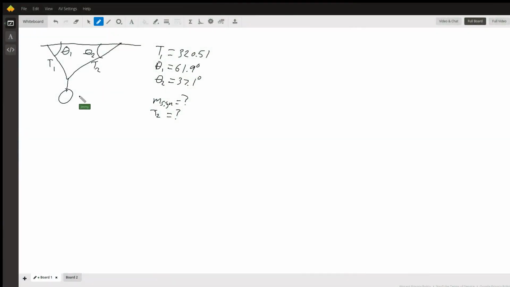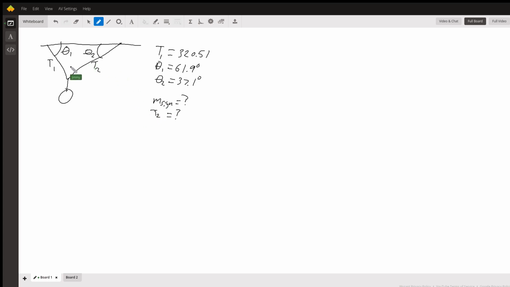All right, we have a sign here hanging by two ropes from a ceiling. The ropes have theta1 and theta2 angles with respect to the ceiling and have a tension of T1 and T2. T1, theta1, and theta2 are given in the problem. We're asked to solve for the mass of the sign and the tension in T2.